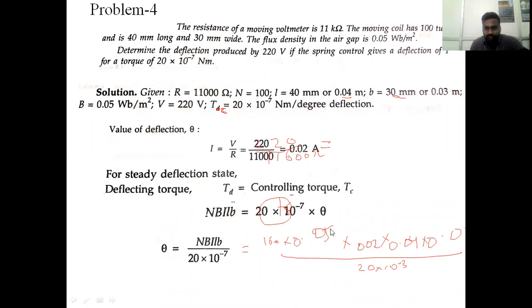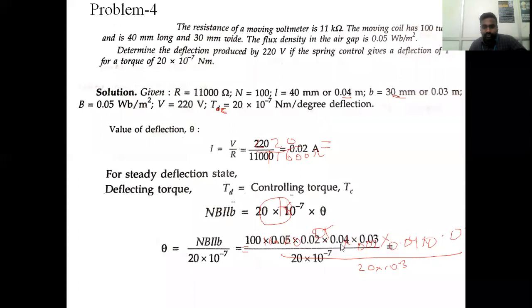So let us see. Most of the people got a unique answer. 208, we also got 60 degrees. So let us see that this is the value. If we substitute the terms, capital N is equal to 100 turns, capital B is equal to 0.05 Weber per meter square, current is 0.02 amps, and L is 0.04 meters, breadth is 0.03 divided by 20 into 10 to the power minus 3.